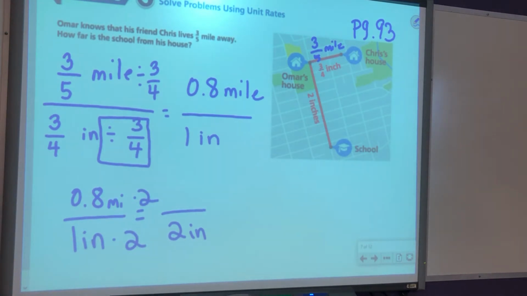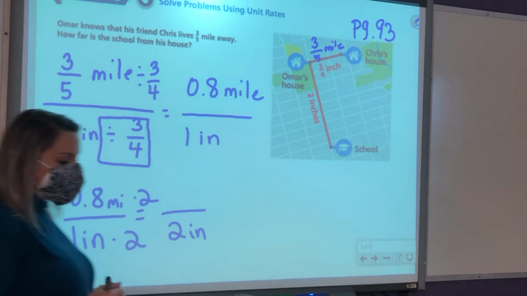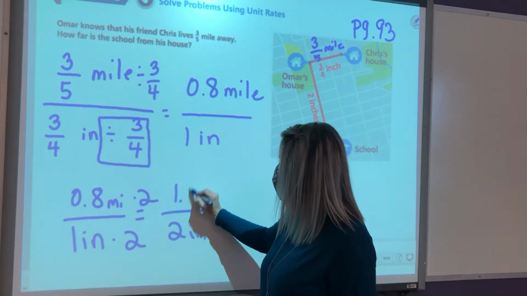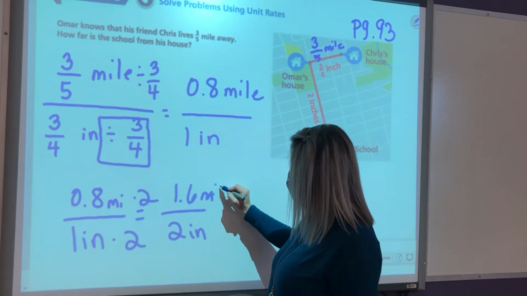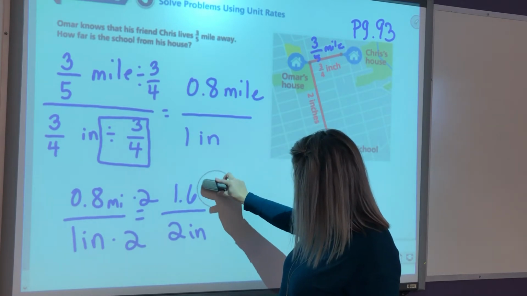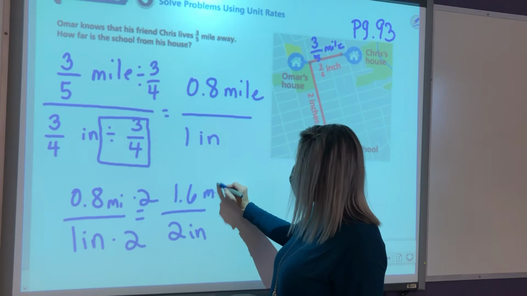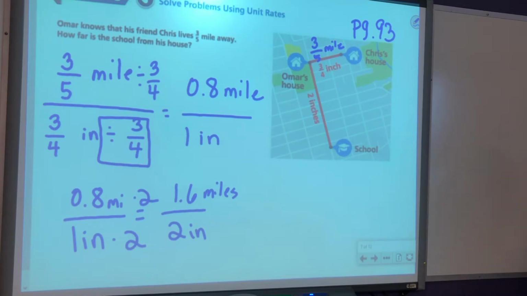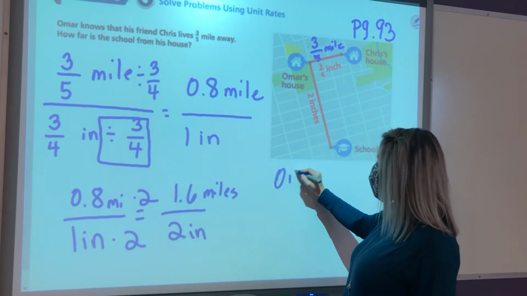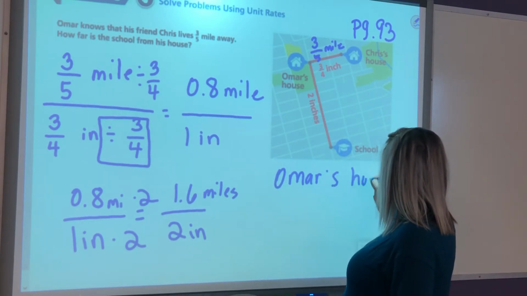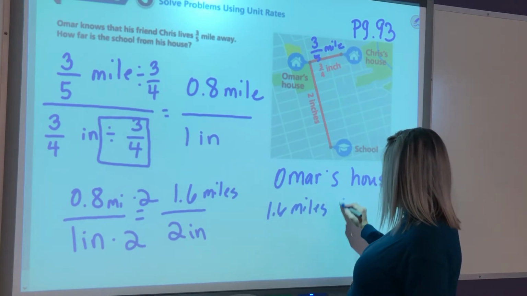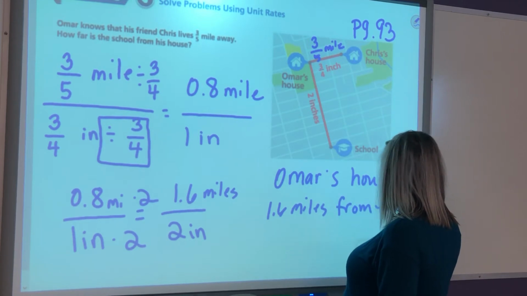So what is 8/10 times 2? Is it okay that we started with fractions and now we have decimals? Yes. Why is it okay? They still mean the same thing. Very good. They're equivalent numbers. So we know that Omar's house is 1 6/10 miles from the school.